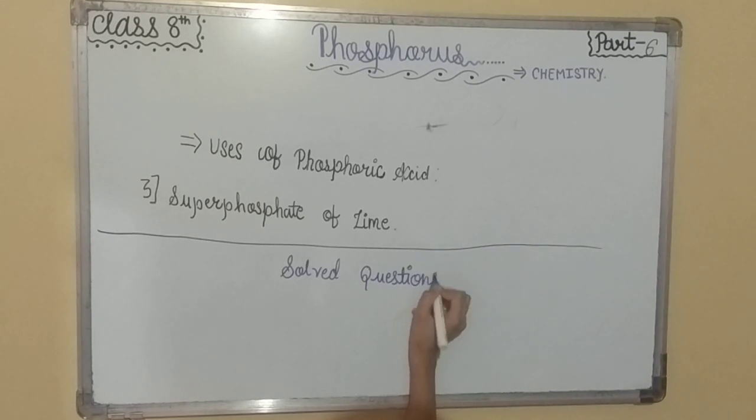So question number 1 is, what is the role of coke in the preparation of phosphorus by electrical method? Answer. Coke (C) acts as a reducing agent and removes oxygen from P4O10 to form phosphorus, and it itself forms carbon monoxide. P4O10 + 10C gives P4 + 10CO.